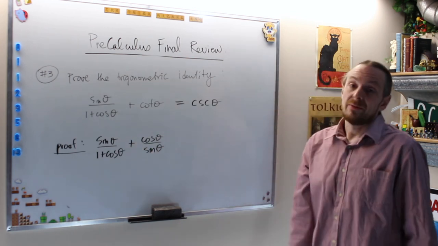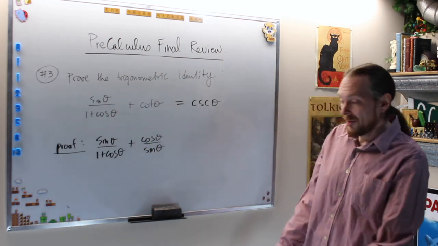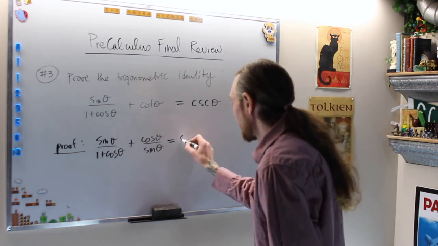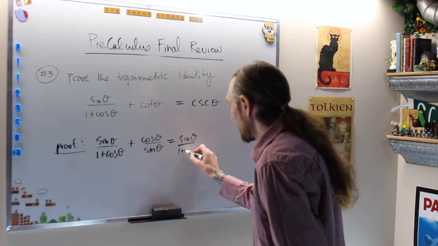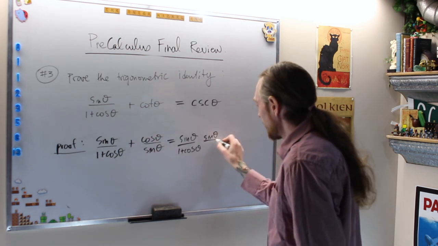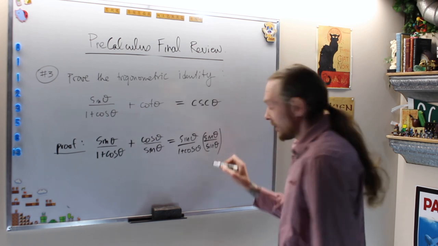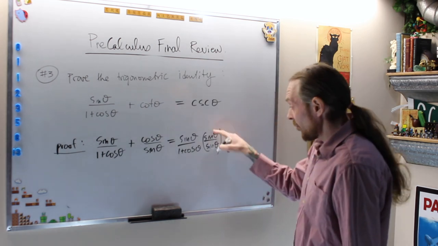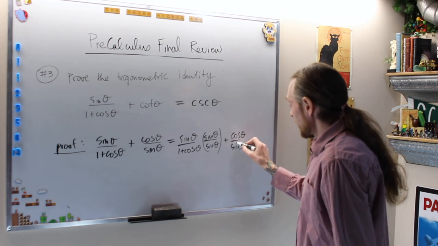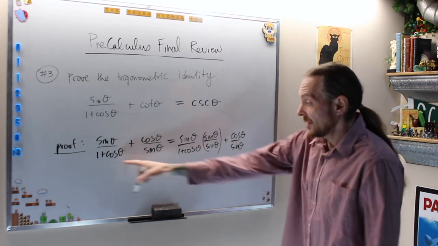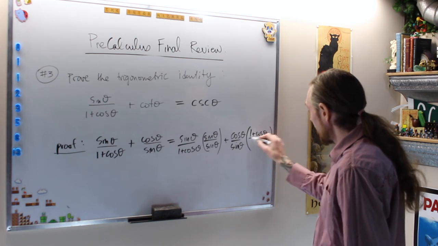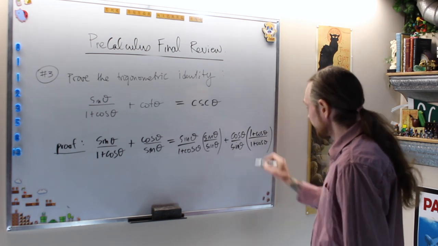Now I see I'm adding two fractions. I was adding fractions either way, but now this gives me more room. What do I need? I need a common denominator. So I'm going to write this as sine theta over 1 plus cos theta. This, I'm missing sine theta, so I'm going to do sine theta over sine theta is my common denominator, multiplying by 1, plus cos theta over sine theta. What am I missing? I'm missing 1 plus cos theta, so I multiply by 1 plus cos theta over 1 plus cos theta.